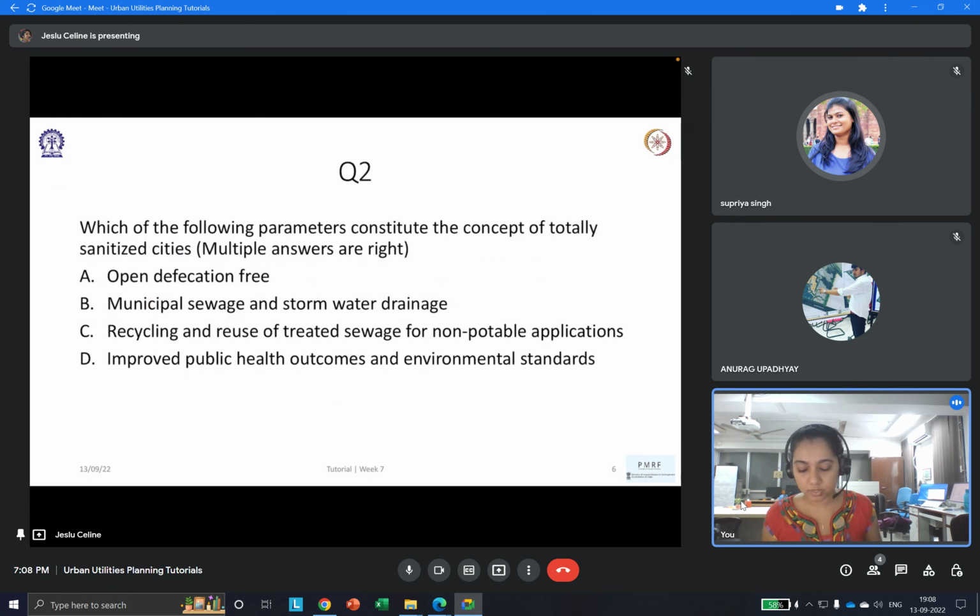So the second question is, which of the following parameters constitute the concept of totally sanitized cities? Multiple answers can be right. So, Anurag, do you want to take up this question?